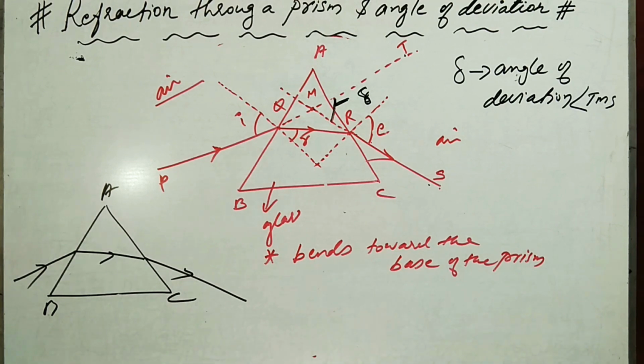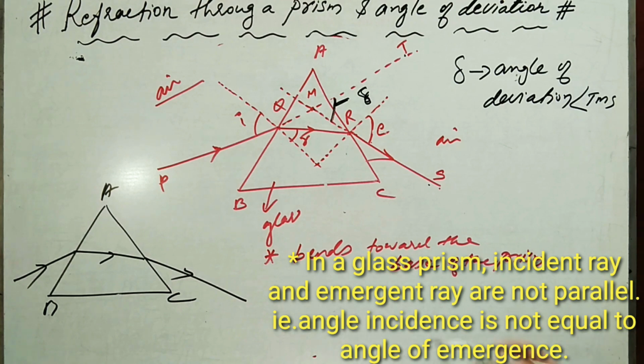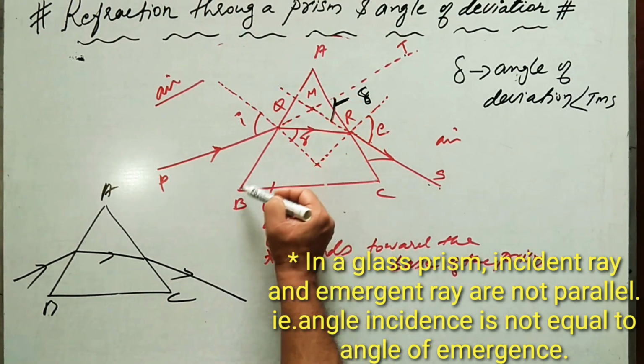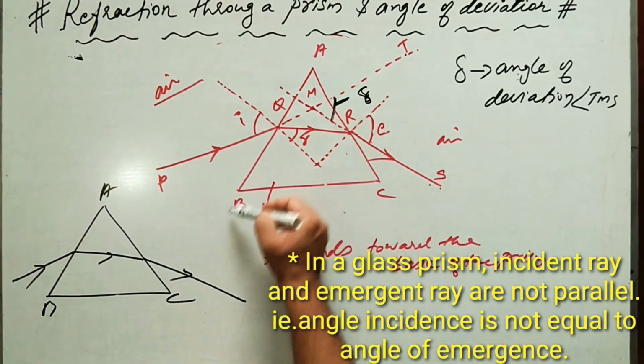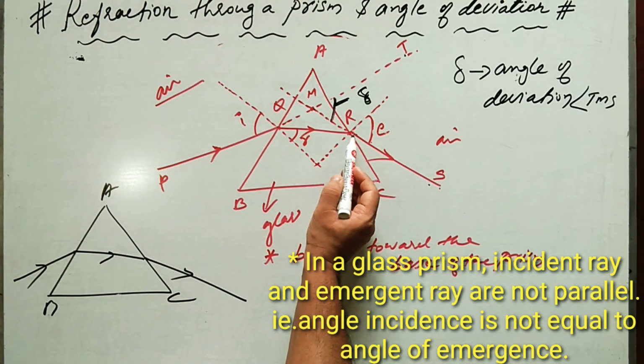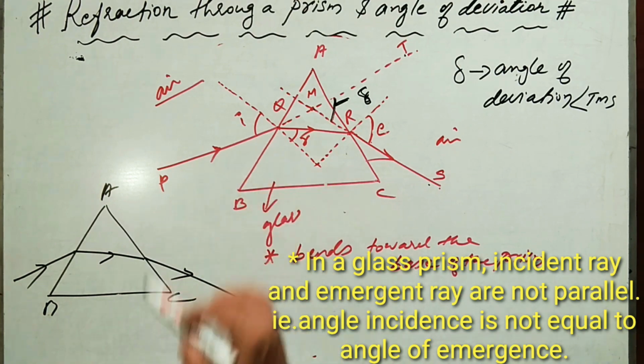So when you compare the refraction through a glass slab and a glass prism, the medium remains the same, the rules are the same. What difference do you find here? In a glass prism, the refraction of light occurs at two inclined surfaces, AB and AC. So the emergent ray is not parallel to the incident ray.